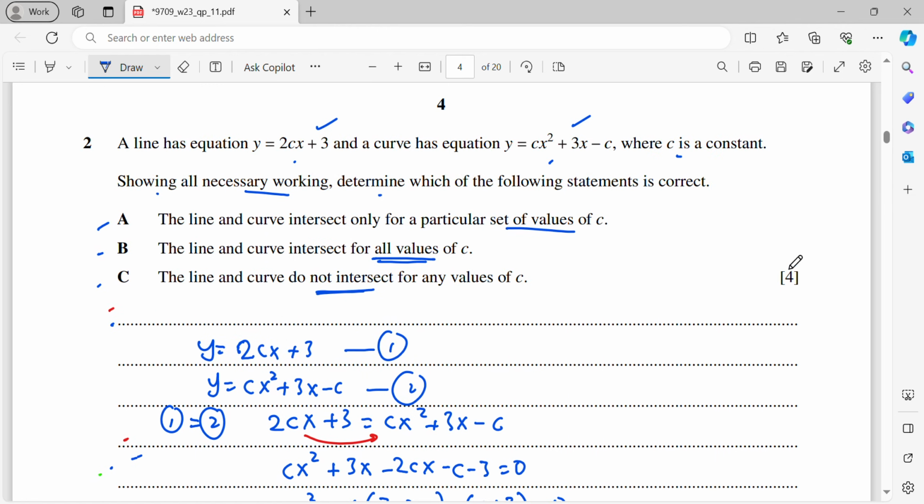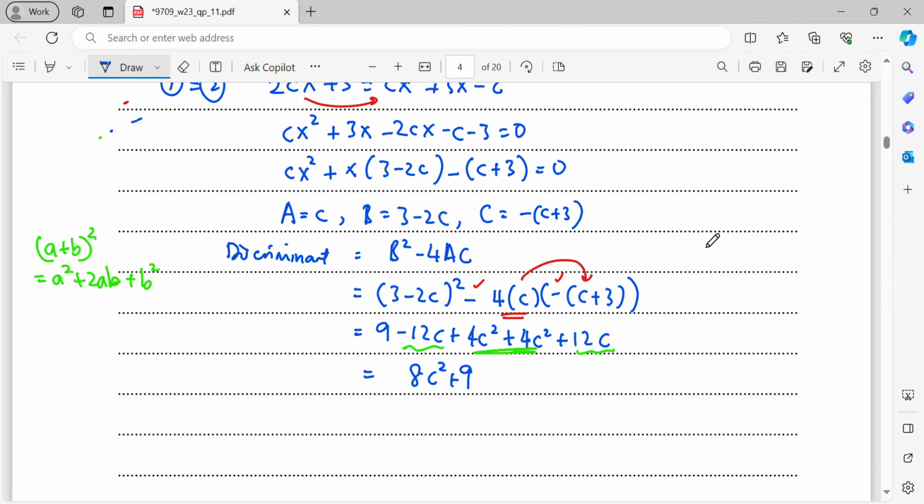Now when you look at the question carefully, c is a constant, so it means any number. So from here, c squared is always greater than or equal to 0 for all c values, since c is a real number. Since this is at least 0, and then at least 0 plus 9, that means your discriminant is actually at least 9.